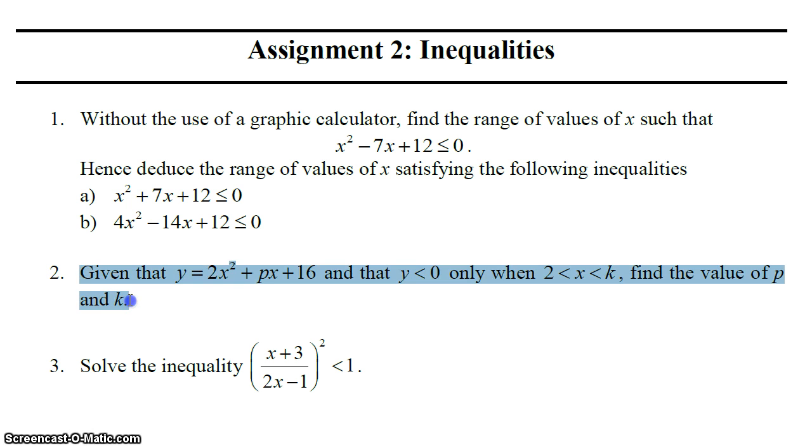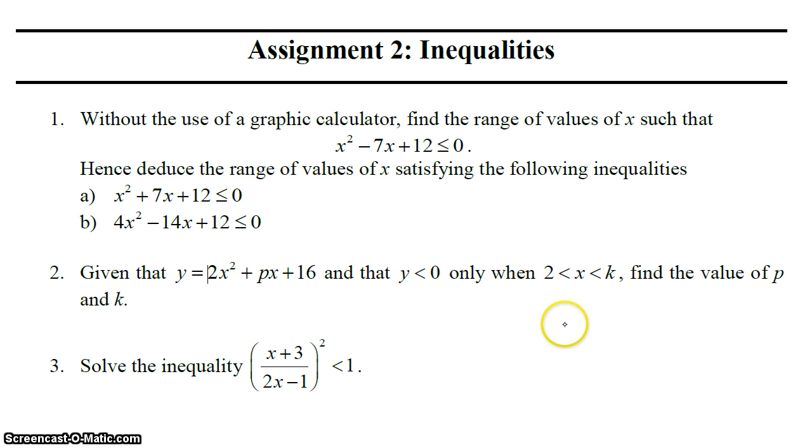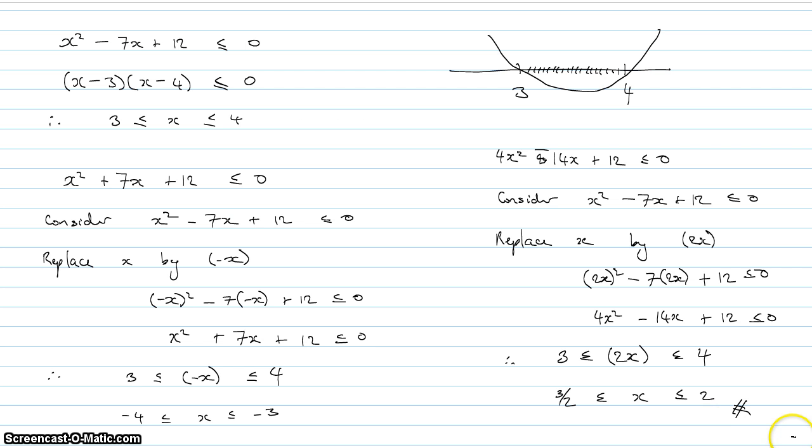Question 2. Given that y is equal to 2x squared plus px plus 16, and that y is less than 0 only when x is between 2 and k, find the values of p and k. So we know that y is equal to 2x squared. That's a terrible squared, sorry.